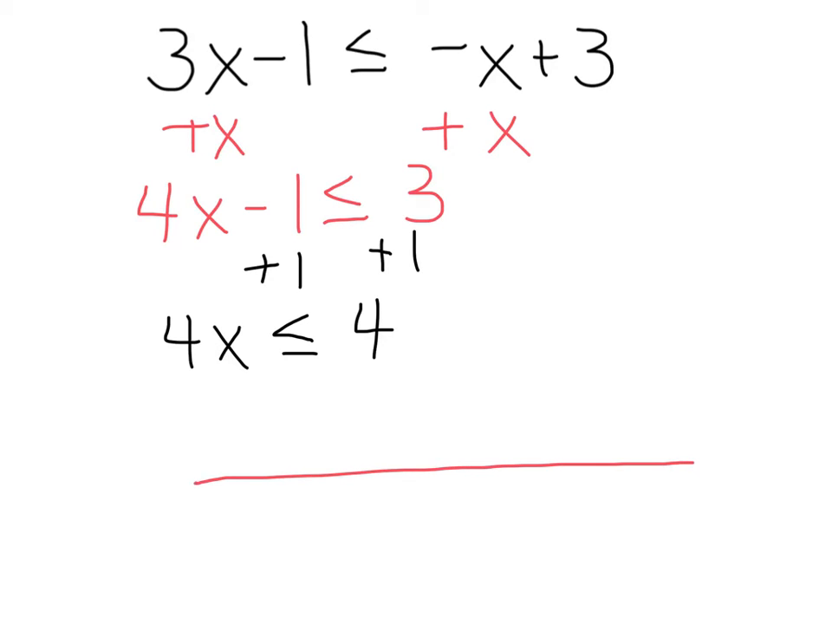Therefore, 1 is my boundary point. The symbol in between both expressions tells me that I want to know what would make these sides equal, which would include 1, so I would have a colored-in circle, as well as what would make the left side smaller than the right side, which would be anything less than 1. So I'm going to point my arrow to the left.